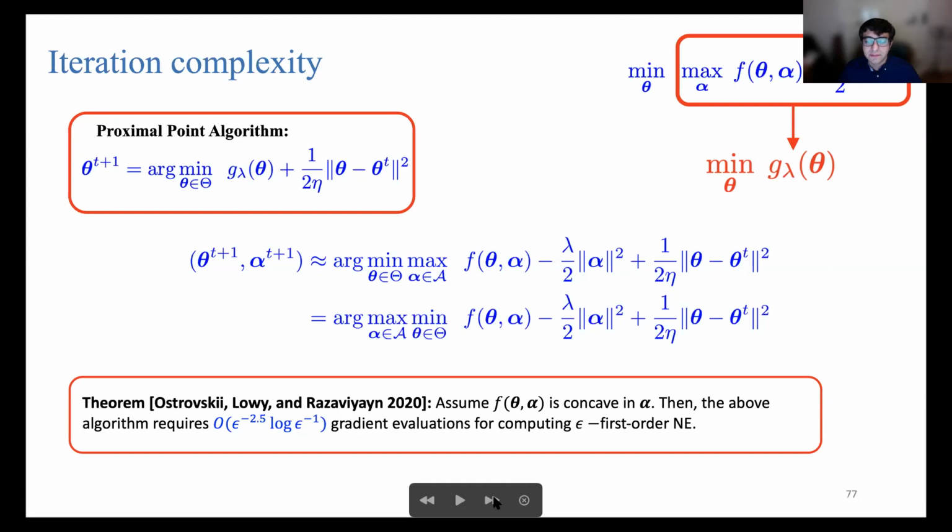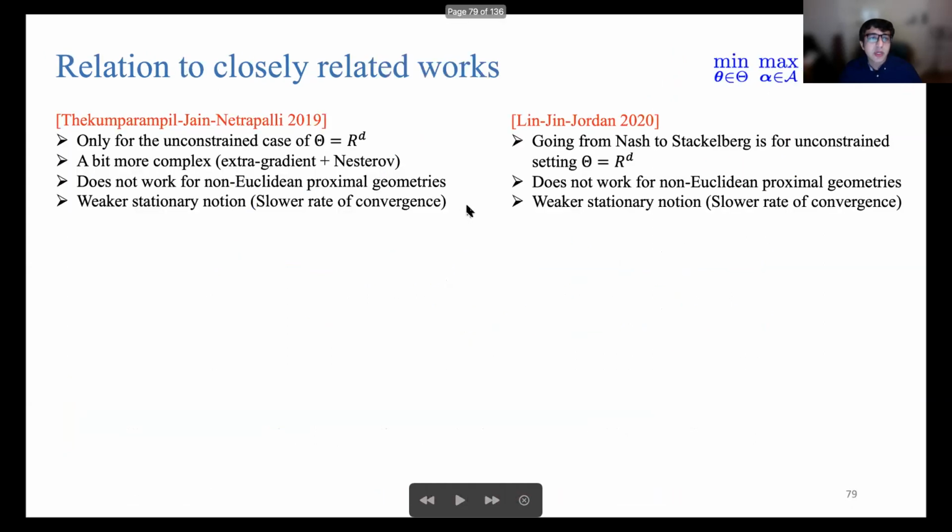Any questions? Okay, so I want to quickly talk about two very closely related works. There are many related works, but two are closely related. One is a nice work by Paramsil, Jain and Netrapalli, 2019, who show that when your function is concave in alpha but possibly non-convex in theta, they could get a similar rate.